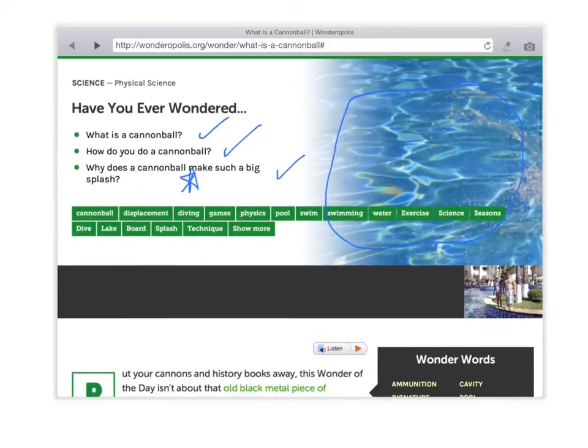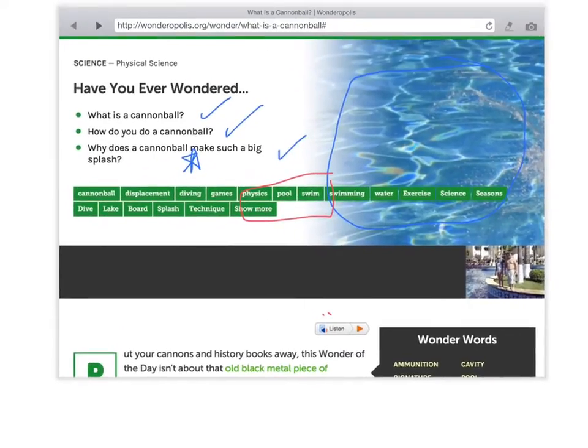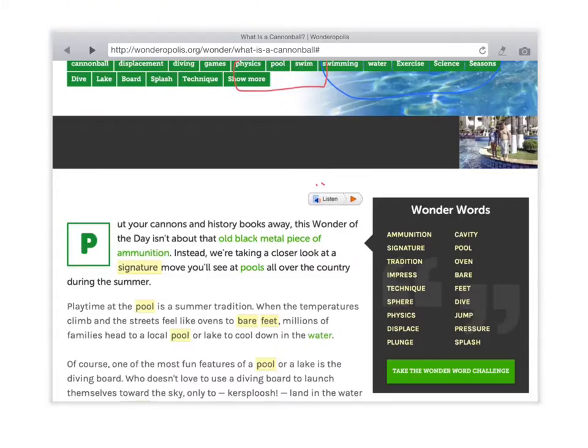Now, as you scroll down through this, I know that these green words right here are just tags for other articles that might use these topics. So I don't really need to look at those right now. So I'm going to scroll through here. And here we've got the wonder words, these words over here on the right-hand side. I know that if I'm not sure what any of those words mean, I can look them up just by pressing the button.